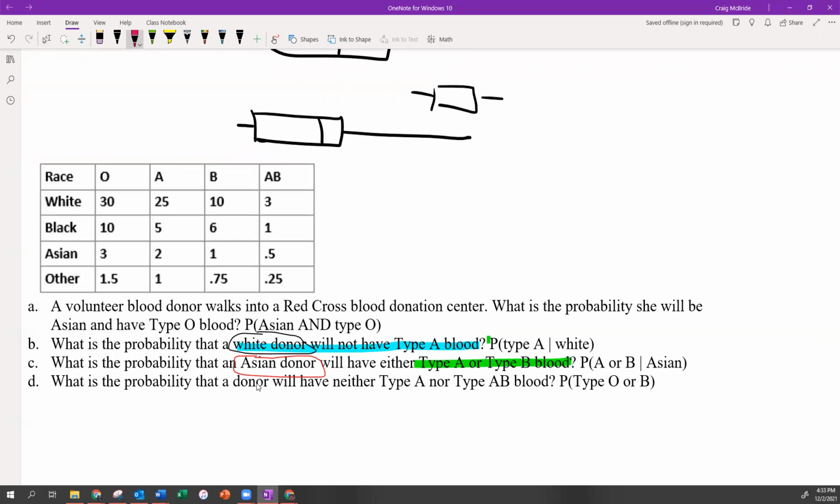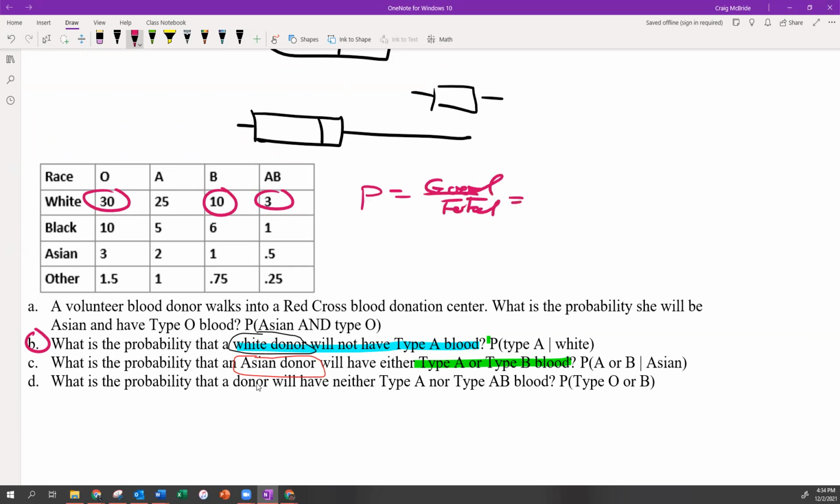So if we were going to do this one, B, it's the same question. I just put different numbers in here, right? So they can't have type A, but they have to be white. So we're looking for this one, and this one. So that's going to be my good, right? So my probability is always good over total.